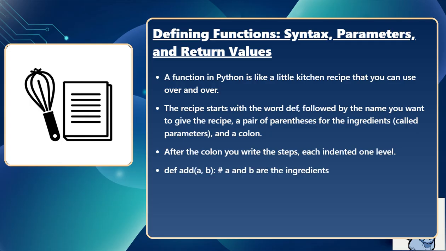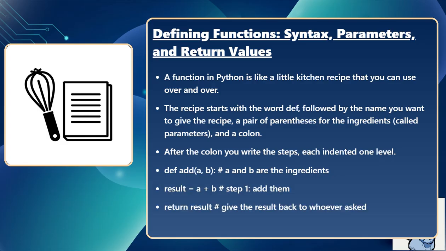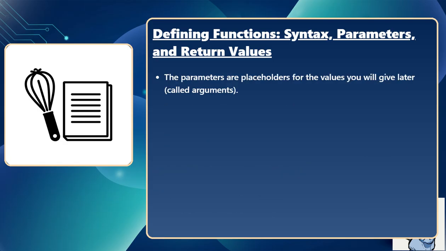def add(a, b): a and b are the ingredients. result = a + b, step 1, add them. return result, give the result back to whoever asked. The parameters are placeholders for the values you will give later, called arguments.